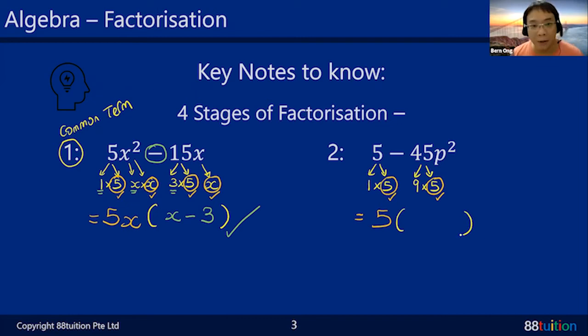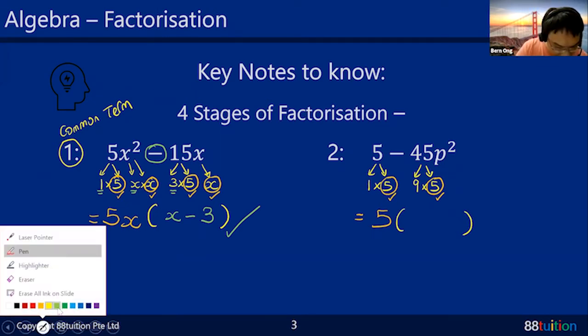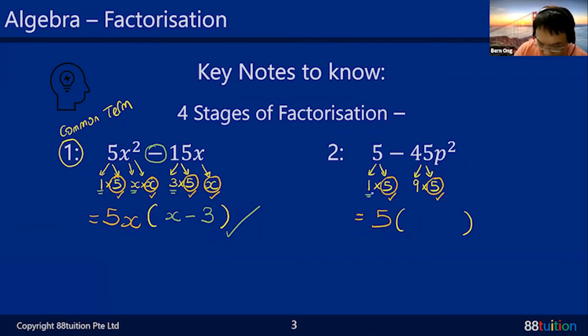So what's remaining on the left-hand side? Yes, there's still a 1 on the left-hand side here. Put it back here. The sign is still a minus. Put a minus here. And down here, there's a 9. Put a 9 here. And still got p squared, right? P squared is still here. You put it back here. So this is called what? Factorizing by taking out the common term.